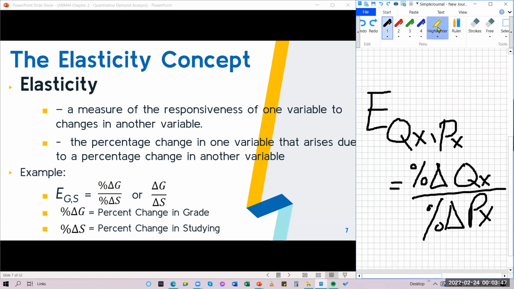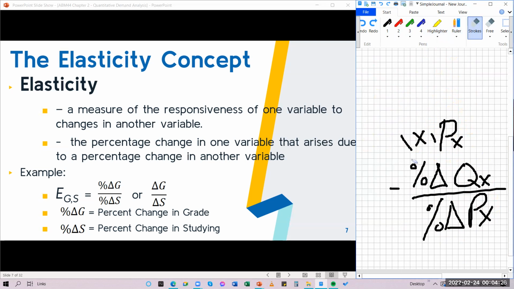EQX is equal to EQX over PX, in which there is a percent change in quantity demanded and a percent change in price. This triangle is what we call a delta. A delta means that there is change. So delta means change: a percent change in the variable of quantity demanded and price of a certain product.